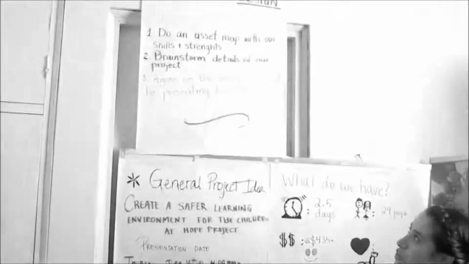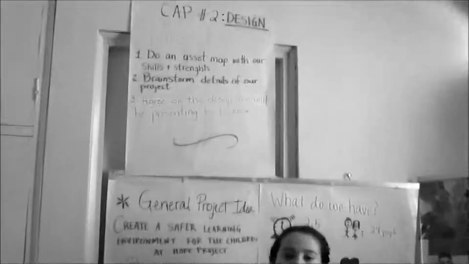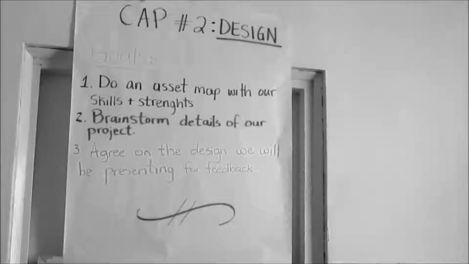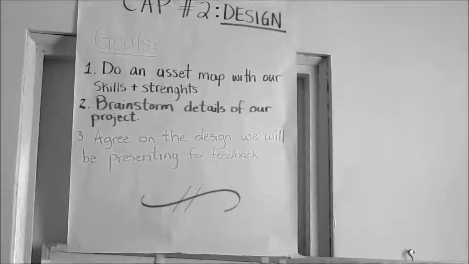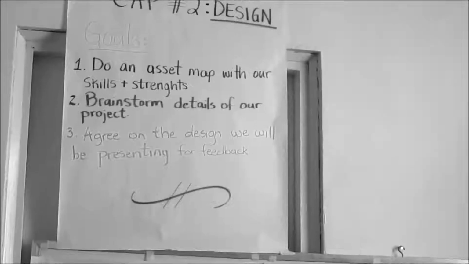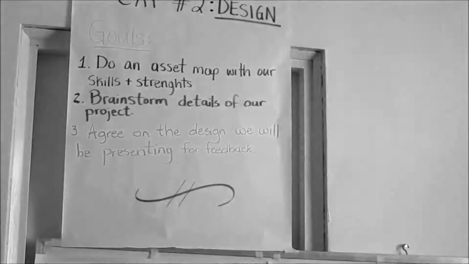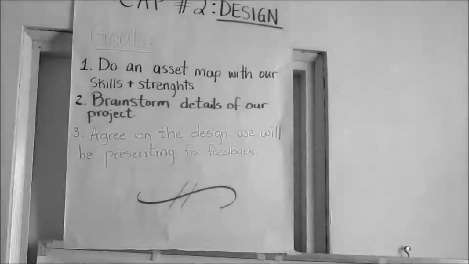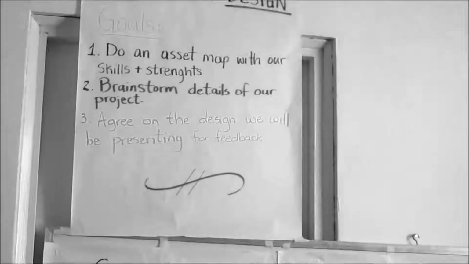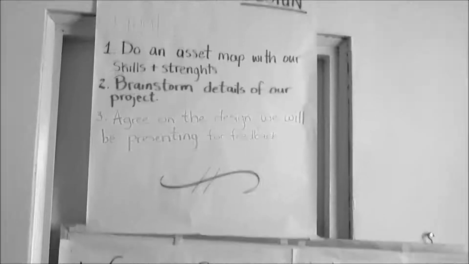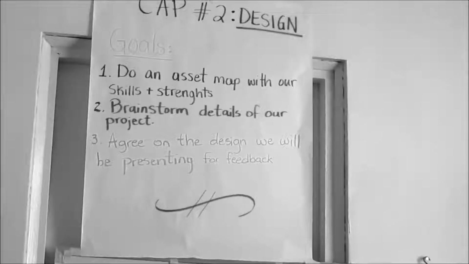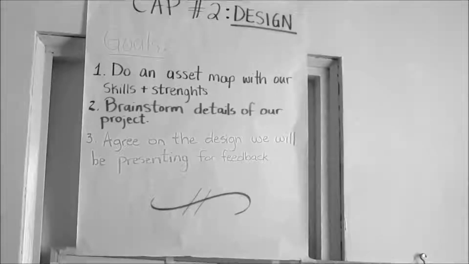Number one is to do an asset map with the skills and strengths that our group possess. Sometimes our groups are full of artists, and that will make our CAP project more an artistic one. Some other groups have a lot of students who know a lot about carpentry, working with wood or building stuff. So this is very important.